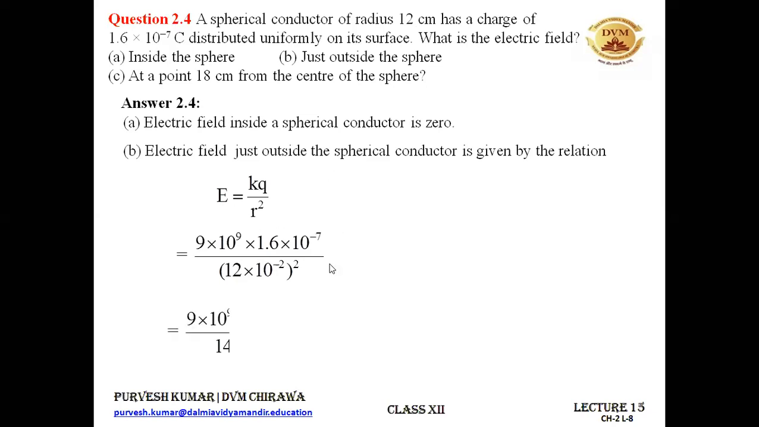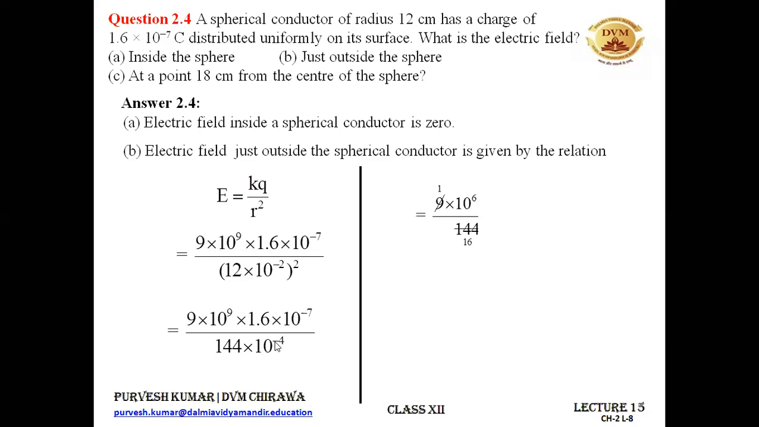When you solve it out, it will be like this: 9 into 10 to the power 9 multiplied by 1.6 into 10 to the power minus 7 divided by 12 square is 144, and 10 to the power minus 2 square is 10 to the power minus 4. Now you have to solve it. First, cancel up the powers of the 10. So you will be left with 9 into 10 to the power 6 multiplied by 1.6 divided by 144.